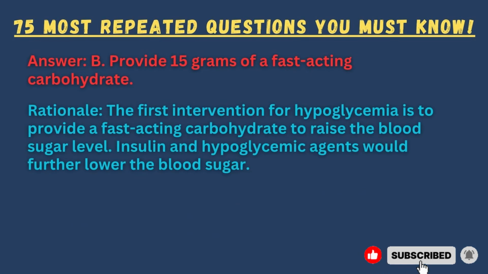Answer: B. Provide 15 grams of a fast-acting carbohydrate. Rationale: the first intervention for hypoglycemia is to provide a fast-acting carbohydrate to raise the blood sugar level. Insulin and hypoglycemic agents would further lower the blood sugar.